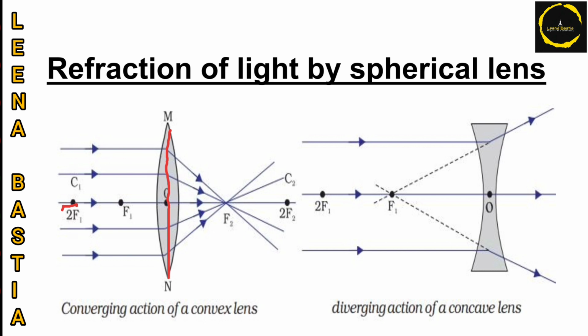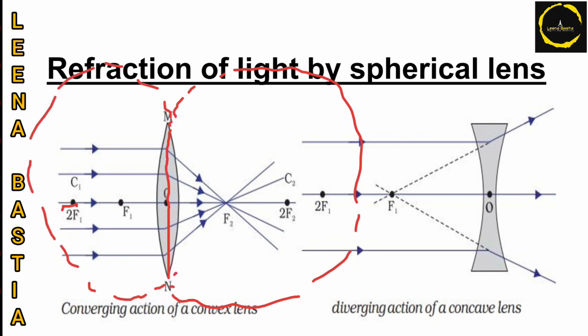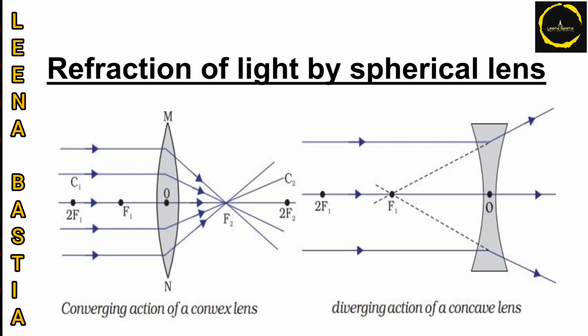Look, this particular convex lens, isn't it a part of a big sphere? Similarly, this other side is also a part of a big sphere, isn't it? So both spheres have centers. On the left side, this is the center of curvature, and on the right-hand side, this is the center of curvature. Now the point where the aperture of this lens and the principal axis intersect is known as O, that is the optical center.